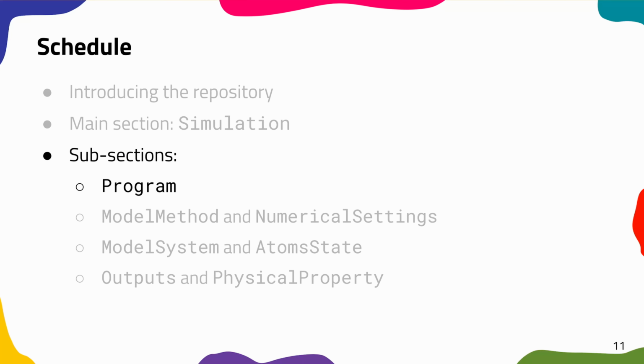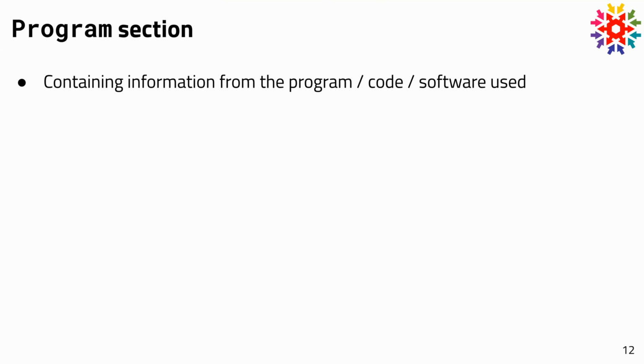Okay, so now let's talk a little bit about the subsections. Let's go from easier to more complicated. The first one is program. I guess this is very easy to understand. It's a subsection of simulation which contains information about the code that you use. So that means that mainly it's going to be strings and information about the code, like Abinit, Quantum Espresso, VASP, whatever.